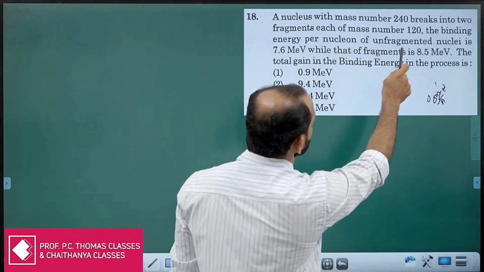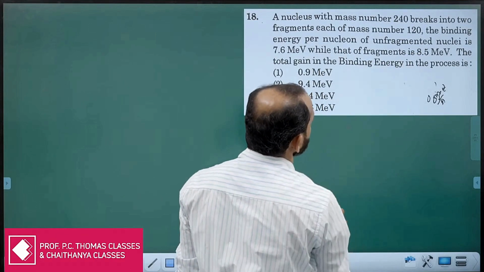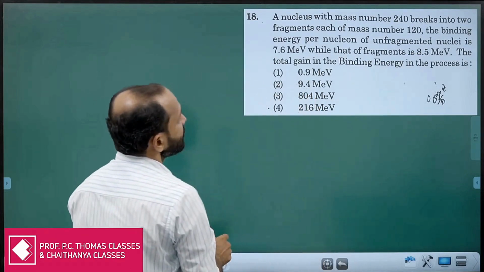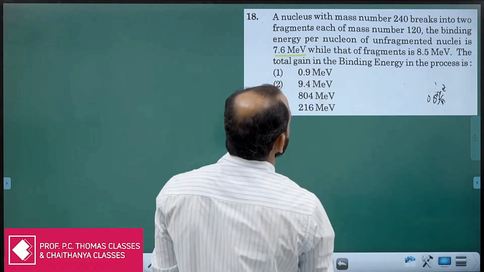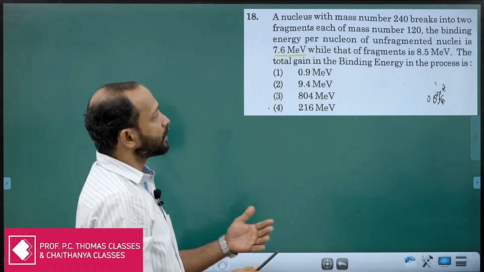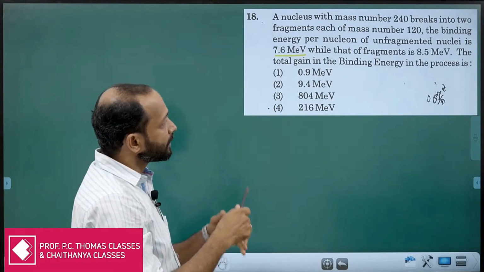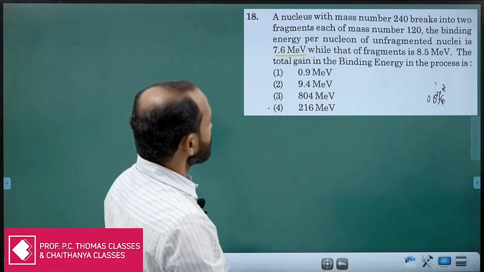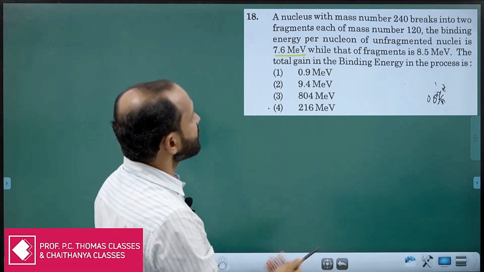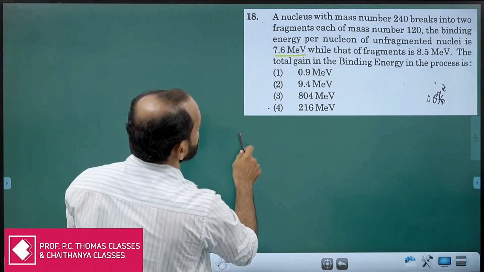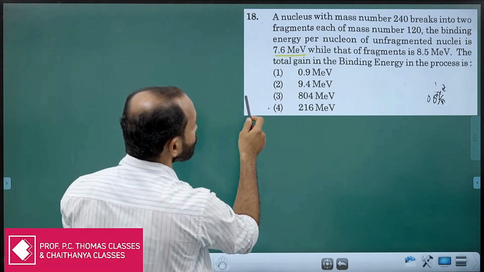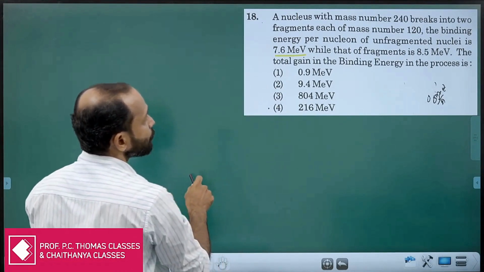A nucleus with mass number 240 breaks up into fragments of 120 each. Then binding energy per nucleon of the unfragmented nucleus is 7.6 mega electron volt. We know during this nuclear process the energy of the product is greater, so total energy is gained. What is asked? The total energy of the product.